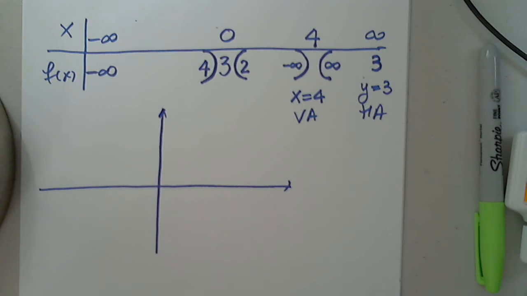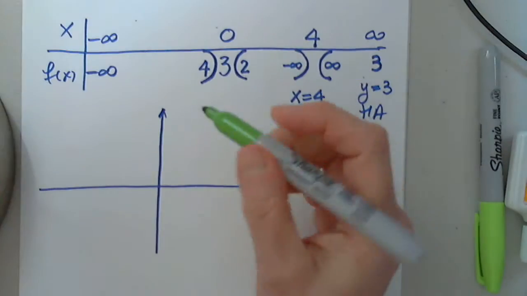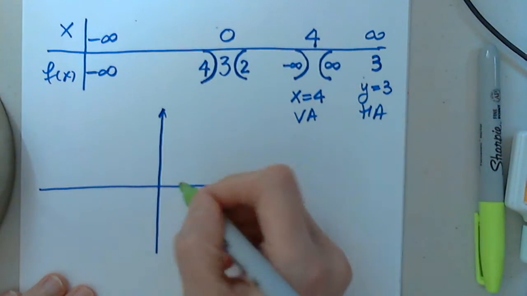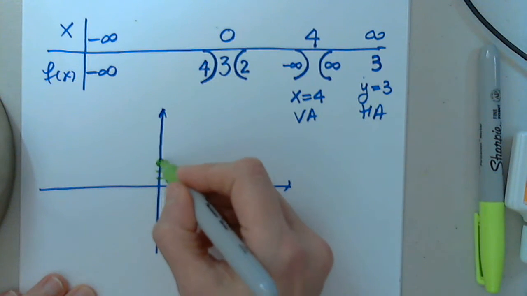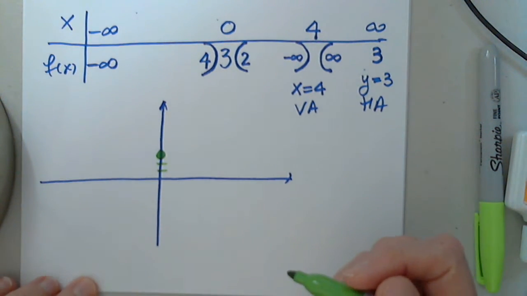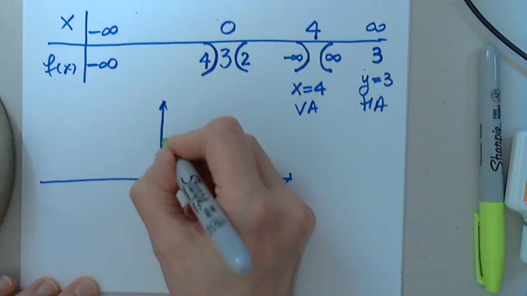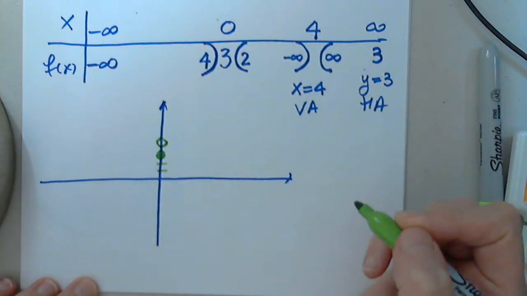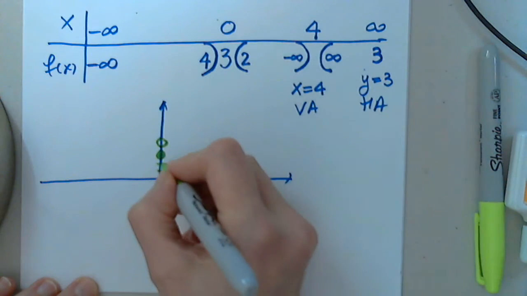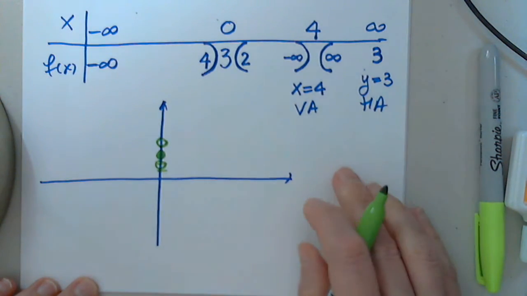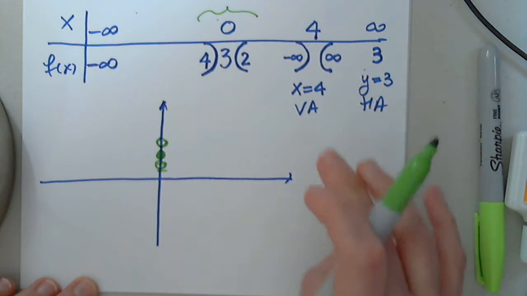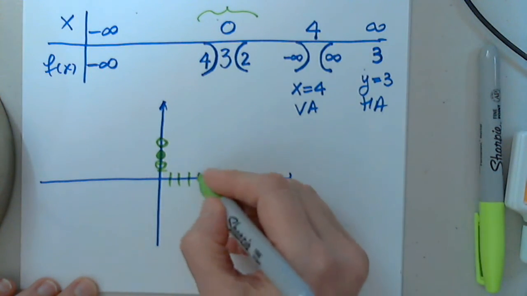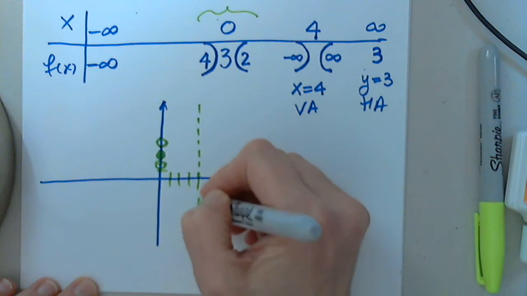I will definitely start with the points that I have. So let me know if this color is not visible. So I have (0, 3), and this is a full point. (0, 4) is not a full point. (0, 2) is not a full point. So I already took care of this piece. At 4, 1, 2, 3, 4, I have to show the vertical asymptote.